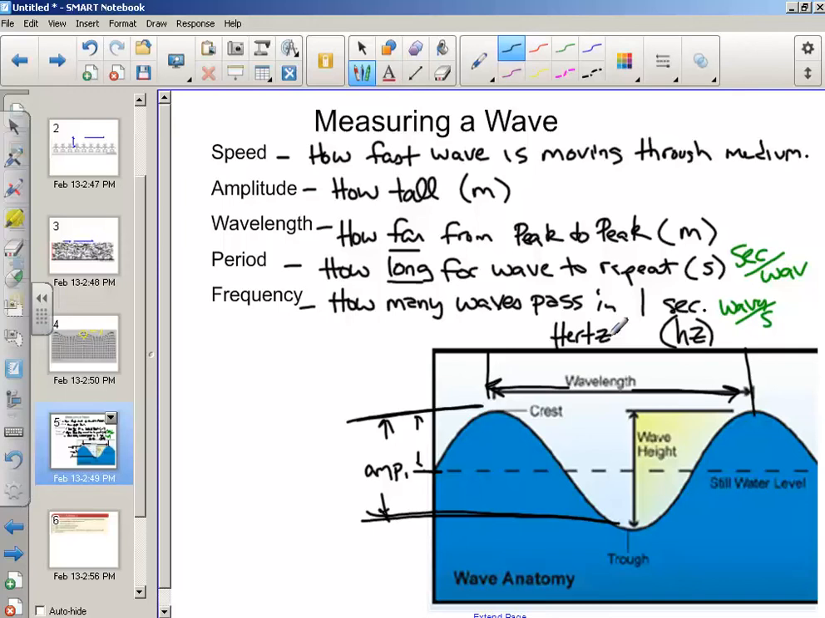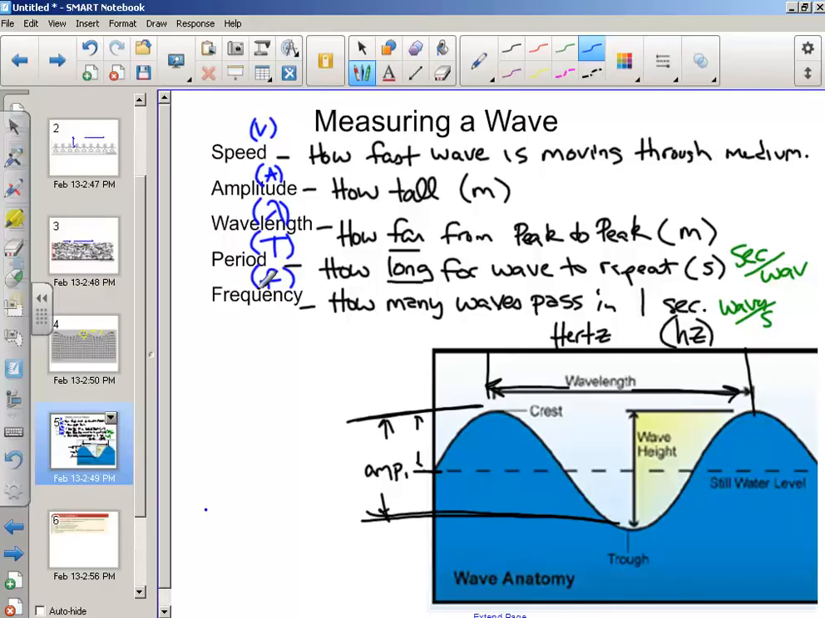Now you're going to see some of these words in equations. For instance, you'll see speed denoted with the letter V. Amplitude you'll see with the capital letter A. Wavelength you'll see with a Greek letter that looks like an upside down Y. That Greek letter is called lambda. Period, we use a capital T, and frequency we use an F.